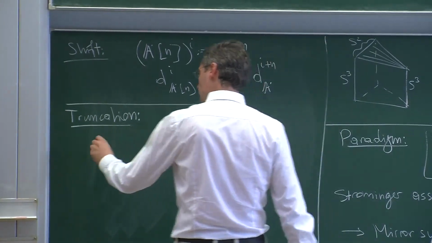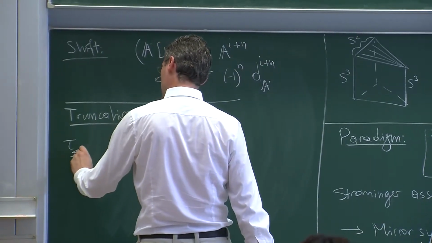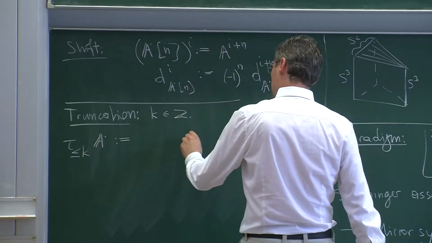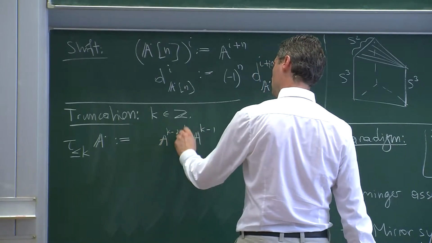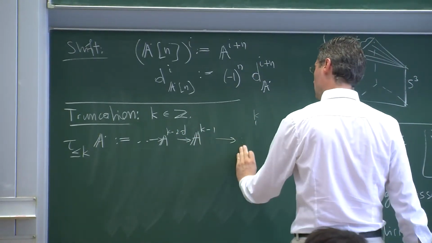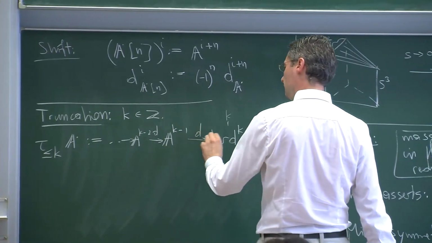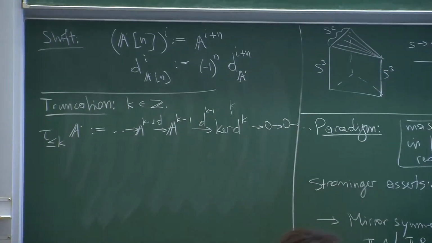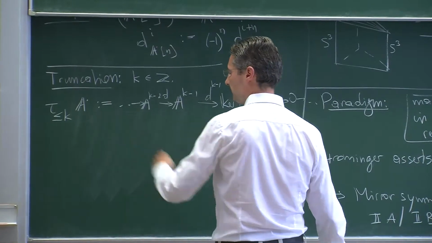So how does this truncation work? You fix a degree k, and then there's a functor tau less than or equal k, which you can apply to a complex A dot, and it's defined like this. You have A^(k-1), A^(k-2), etc., with the differentials you had previously. But then when you're in degree k, you put the kernel of d in degree k. Here you still have d^(k-1). And then you continue on just with zeros. And so this gives you a new complex, and it's written like this.